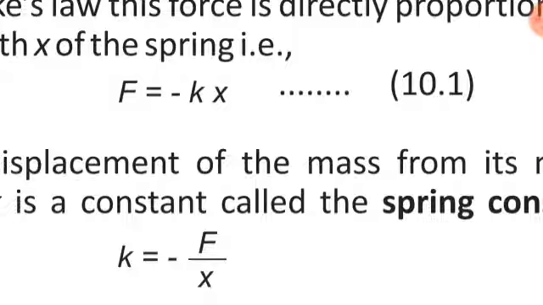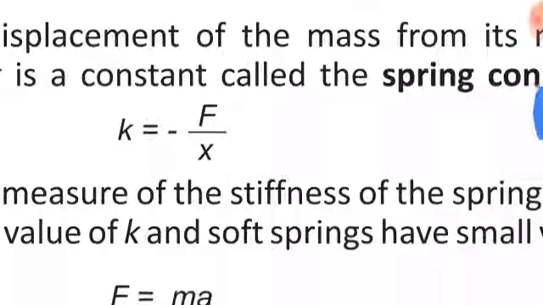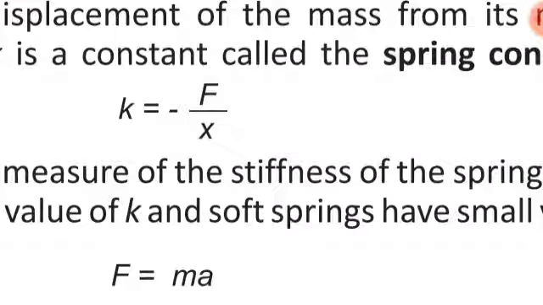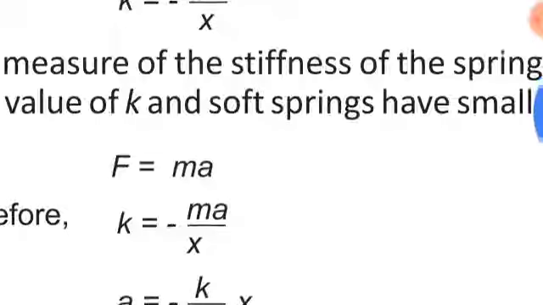Students, I just rearrange equation 10.1. The k will remain at its position, and I will shift the negative sign and the displacement to the other side. And the new form, this is the spring constant, k equal to minus F over x. Students, according to Newton's second law, F equal to ma. So I just put the value of F in the above relation, and the above equation will become k equal to minus max divided by x.